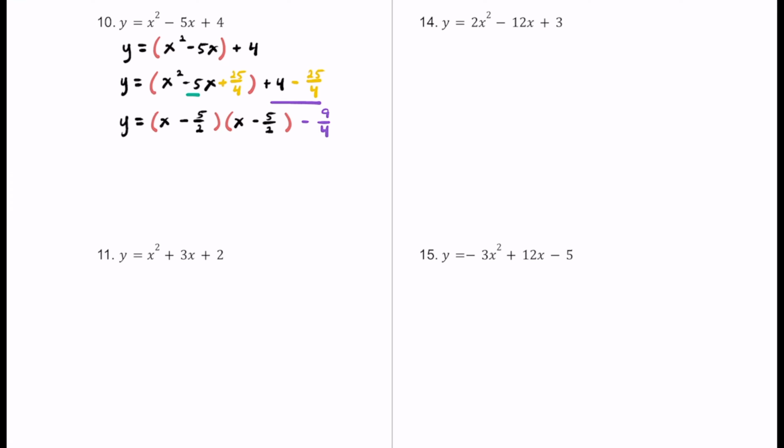We now have two identical binomials, so we can say y is equal to, and the quantity here is going to be x minus 5 over 2. Let's go ahead and square that, and then take away this 9 over 4. This right here would be the vertex form.